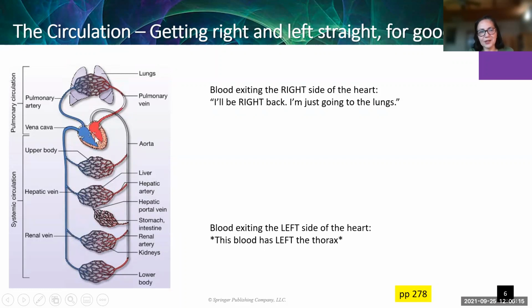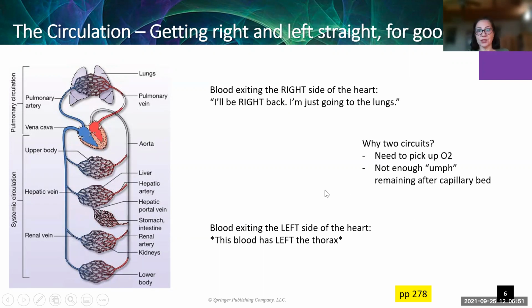I know that on the diagram, it's the right side, but it's the patient's left side. So the blood from the left side of the heart has left the thorax. It's going to other places. So blood exiting the right side will be right back, and the blood exiting the left side has left the thorax. So that's the systemic circulation. And again, that's why the left side has to have those very, very thick walls, because it needs so much higher pressure to push it through all these blood vessels.